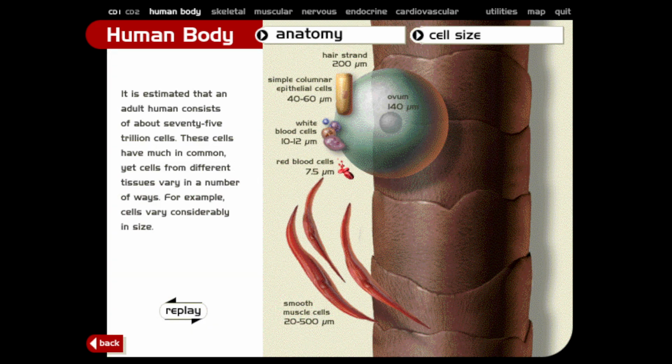It is estimated that an adult human consists of about 75 trillion cells. These cells have much in common, yet cells from different tissues vary in a number of ways. For example, cells vary considerably in size.